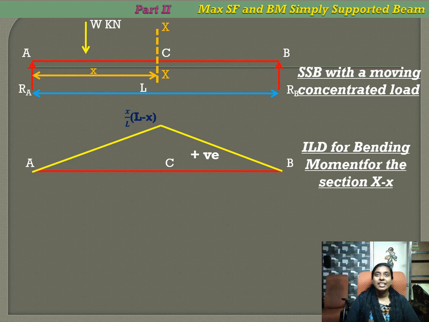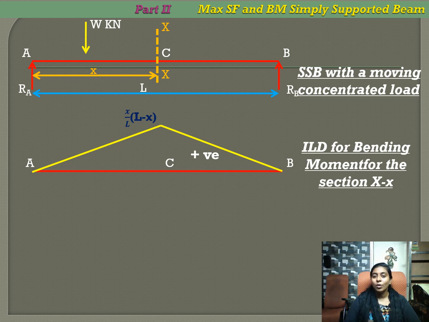So remember, we saw for a simply supported beam, when a concentrated load is moving from left to right, we will have maximum positive or maximum negative shear force at a section when the concentrated load is acting at the section. And the absolute maximum positive shear force is at A and the absolute maximum negative shear force is at B. Now we will go on to maximum bending moment.